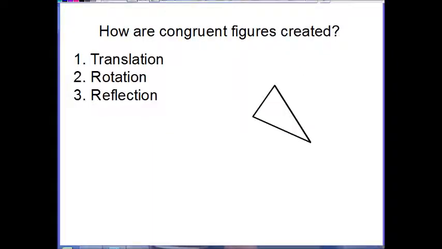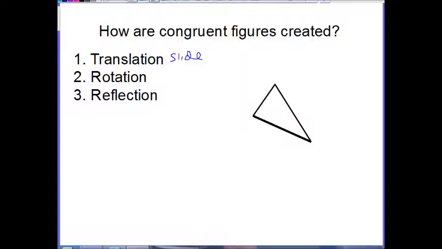Now, we need to understand how congruent figures are created. The first way congruent figures are created is by a translation, which means that we take the exact same triangle, or whatever polygon we're dealing with, and just shift it. Shift it down, shift it up, shift it strictly to the right or to the left. That's what a translation is. A translation is another word for a slide.